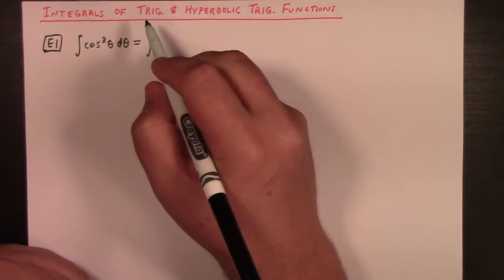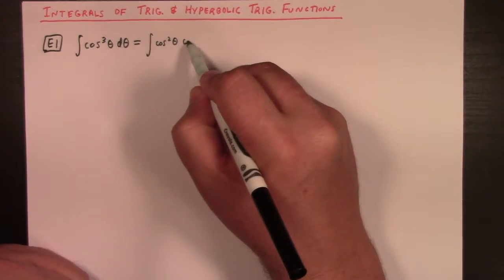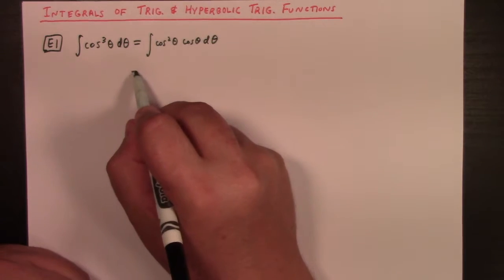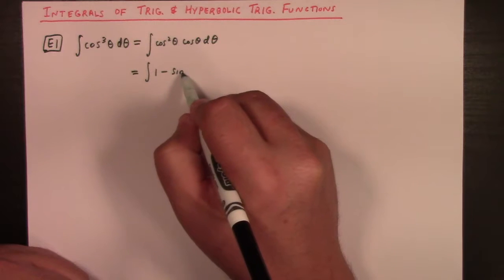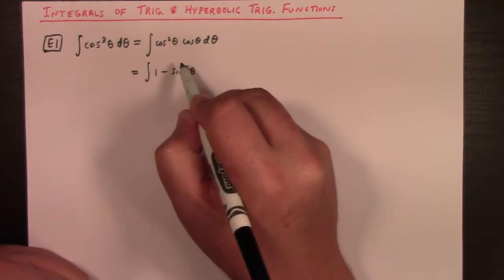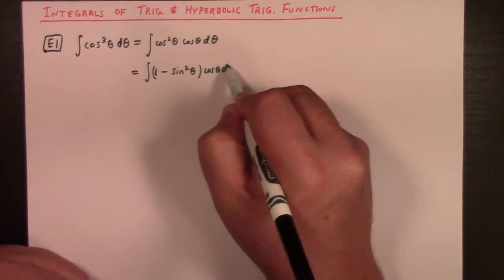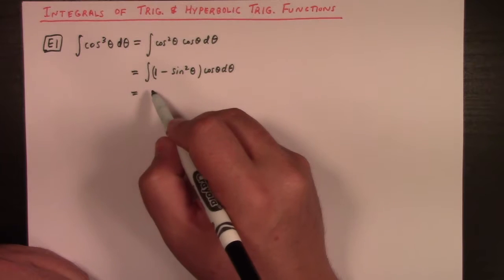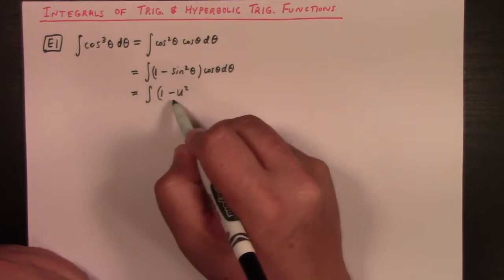What I'm going to do is trade that for cosine squared theta times cosine theta d theta. And then that's going to be the integral of 1 minus sine squared theta, right? Because cosine squared plus sine squared theta is 1, all right? And then, of course, I can look at that as what? That's the integral of 1 minus u squared times du.